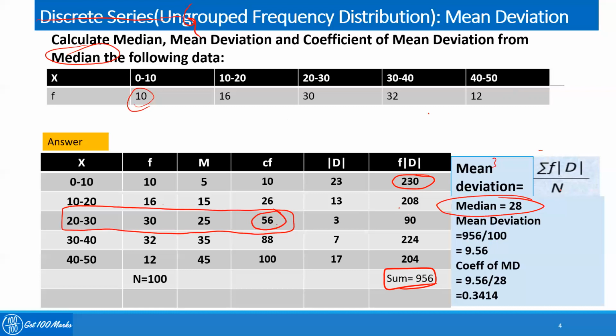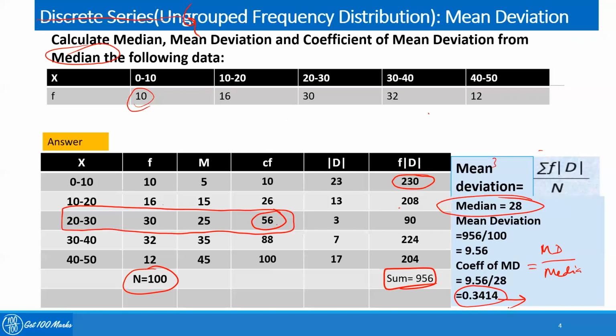956 divided by N. N is your total frequency, which is 100. Therefore, it's coming as 9.56. We will get the coefficient of mean deviation from median. That is equal to mean deviation from median divided by the median, which is 9.56 divided by 28, which is coming as 0.3414. Once again, I'm repeating, this is the value of a relative measure where there is no unit.